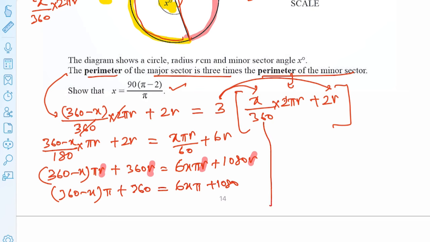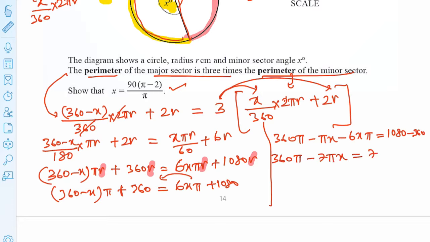Did you get it, everyone, clearly? Right, so now we'll try to expand this one. 360 pi minus pi x, then bring this term to this side, minus 6x pi, that equals 1080 minus 360. Try to take the numbers to the other side. So 360 pi, this will be minus 7 pi x or x pi, that equals, I'm getting 720. Is it? Check this please.